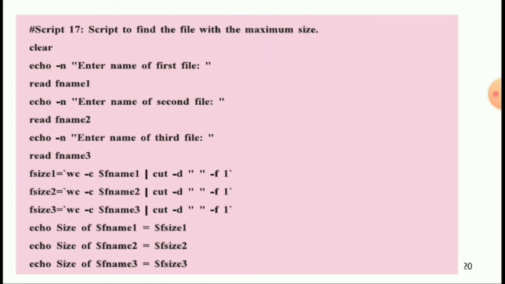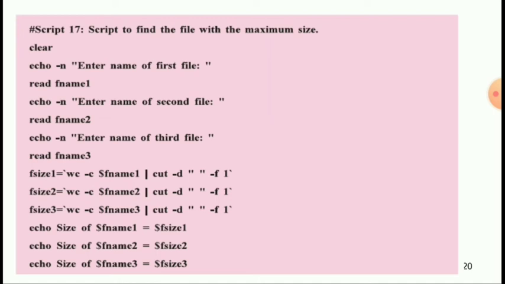So let us write a script that accepts three files from the user and displays the file which has the maximum size. The first command is clear, echo -n "enter name of first file". So the user enters the name, and the value is stored in the variable fname1. Second, echo -n "enter name of second file", read fname2. Echo -n "enter name of third file", read fname3.